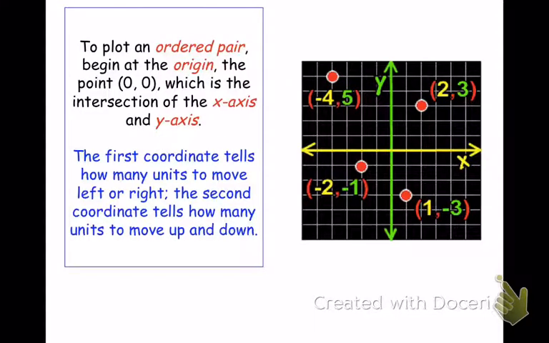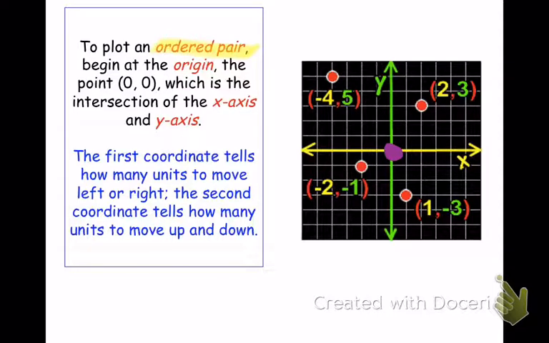To plot an ordered pair, and again, when we say the word ordered pair, it's a pair of numbers, meaning 2, and they have a specific order to them. We always begin at the origin, the point 0, 0. So if we look at this xy plane on the right side, my origin is right here where the 2 axes cross. The first coordinate in an ordered pair tells us how many units to move left or right. The second coordinate tells us how much to move up and down.